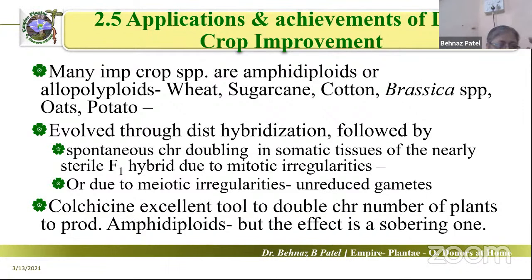And colchicine has proved to be an excellent source for doubling the chromosome number. Though, children, every time we don't get success, it doesn't mean that it doesn't work on the plant. It works. But at a time, all the cells in the meristem are not going to divide. So only the number of dividing cells matter. Remember, we calculate the mitotic index. So 33% of the cells may be dividing at a time. So 33% of cells have become tetraploid, but the remaining are diploid.